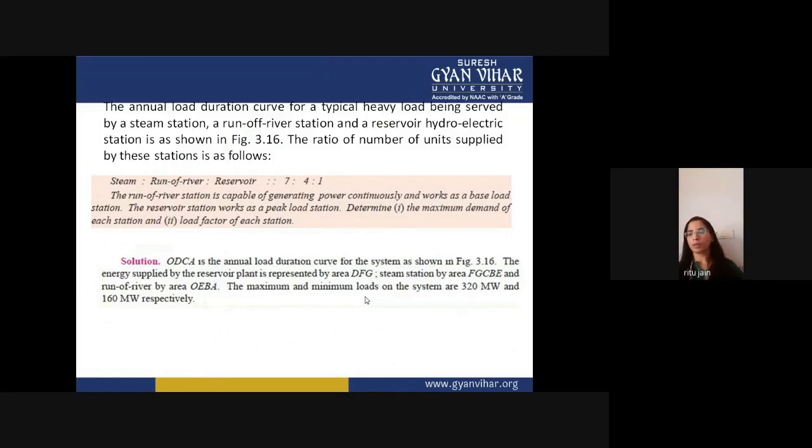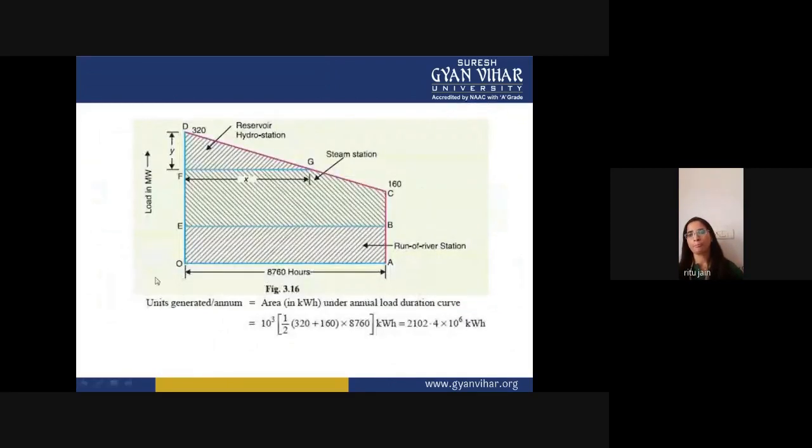So from the diagram you can see that ODCA is the annual load duration curve. This is your maximum demand. This is your minimum demand. This is your reservoir hydro station. This is for your steam station. And this is your runoff river station.